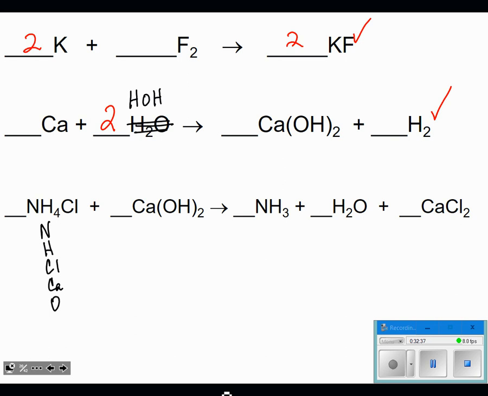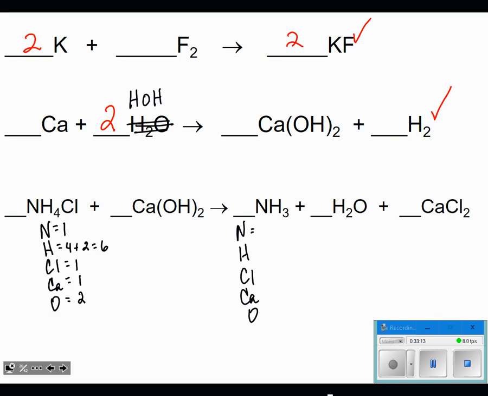It's a lot of elements. N, H, Cl, Ca, and O. So over here I have 1 nitrogen. I have 4 plus 2, because I have to distribute the 2 on the OH right here to both oxygen and hydrogen. So that will be 6 hydrogens. Chlorine, I have 1. Calcium, I have 1. And oxygen, I have 2.